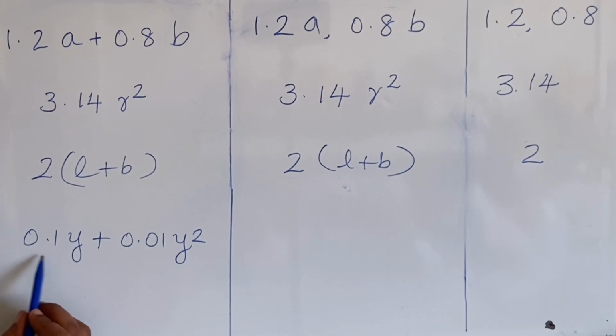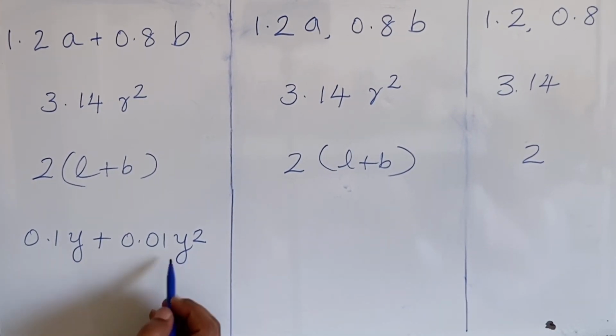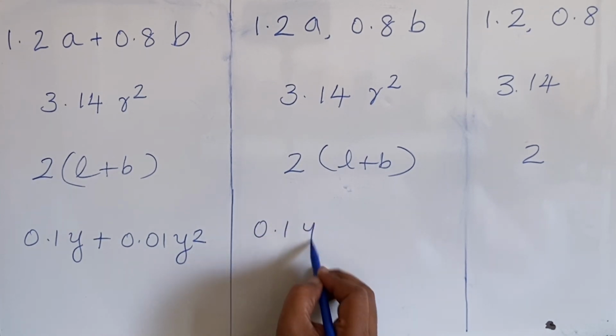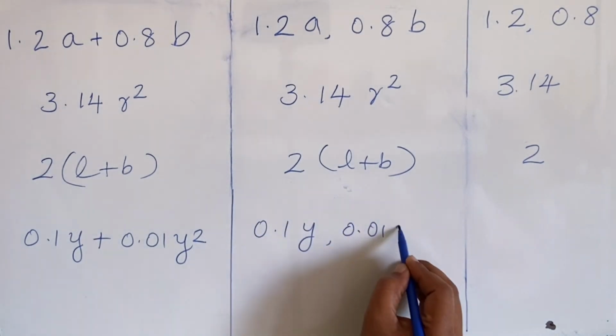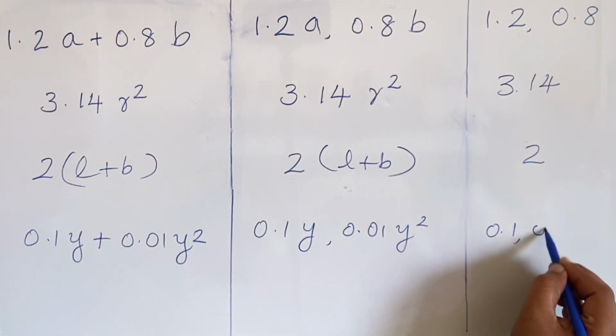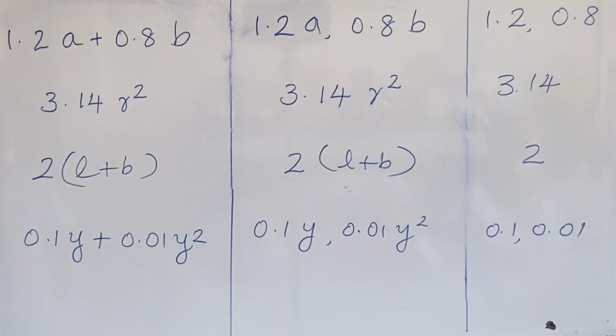The next question is 0.1y plus 0.01y squared. The terms other than constants are 0.1y and 0.01y squared, and so the numerical coefficients are 0.1 and 0.01.